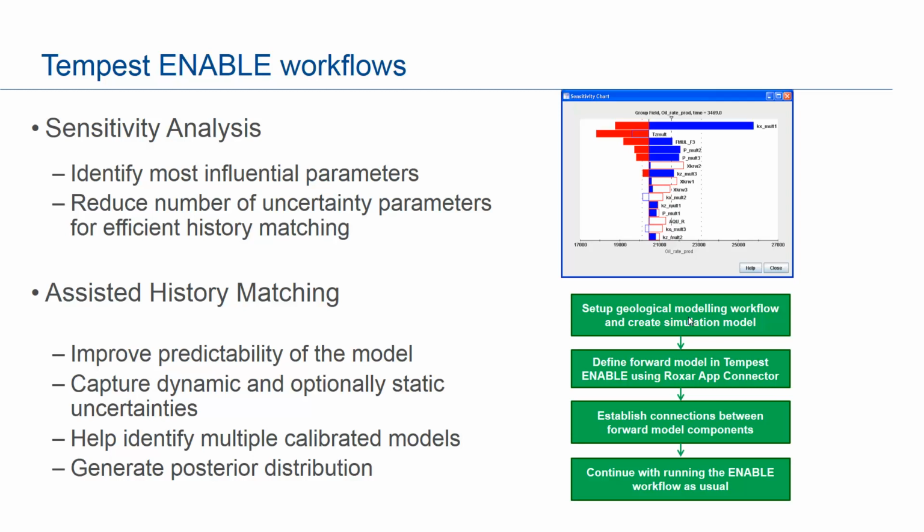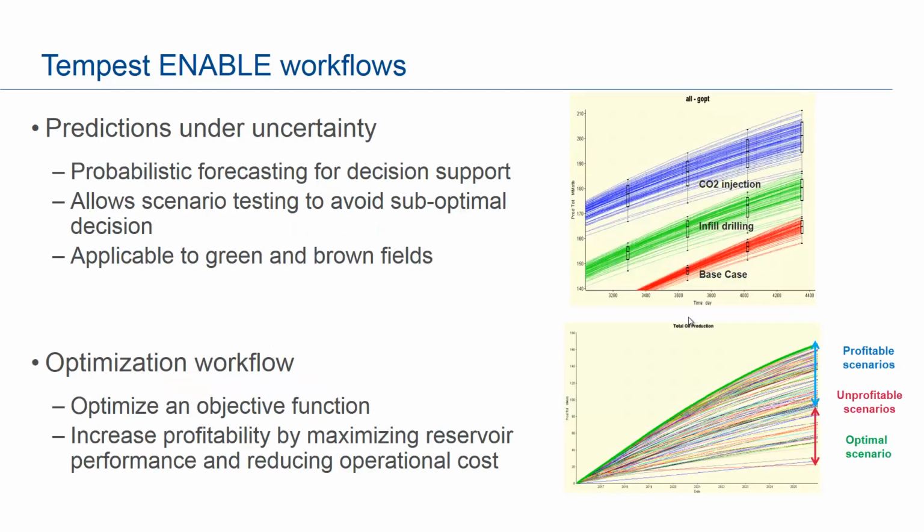So if you're using Tempest Enable, then you can capture the uncertainties in your simulation model as well as in your static model. And I'll come back to that. This process is called big loop. I'll show you how it looks later on. And then the end product from assisted history match is not one single model. You will get a collection of best history match models which is characterized by the posterior distribution, and I'll describe what the posterior distribution is later on in my slides.